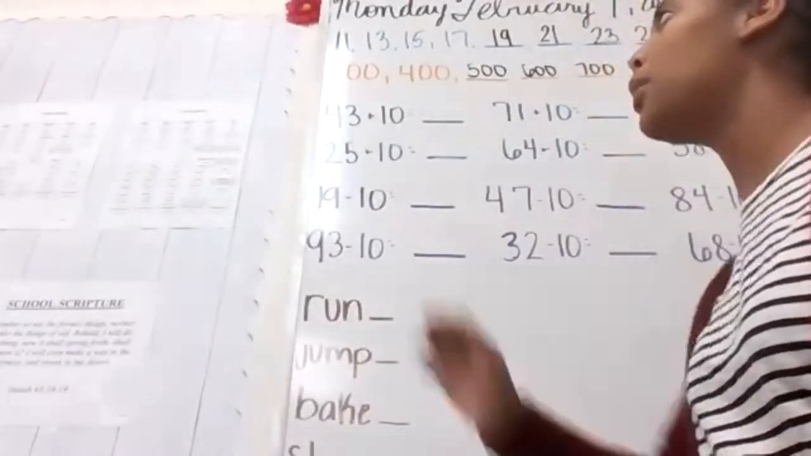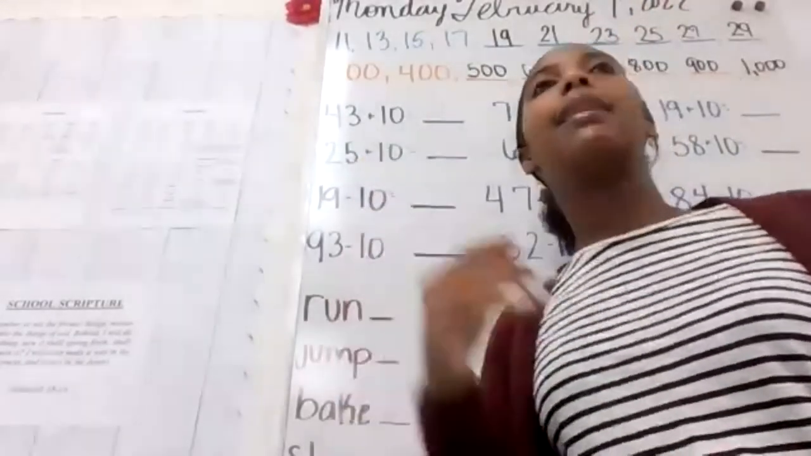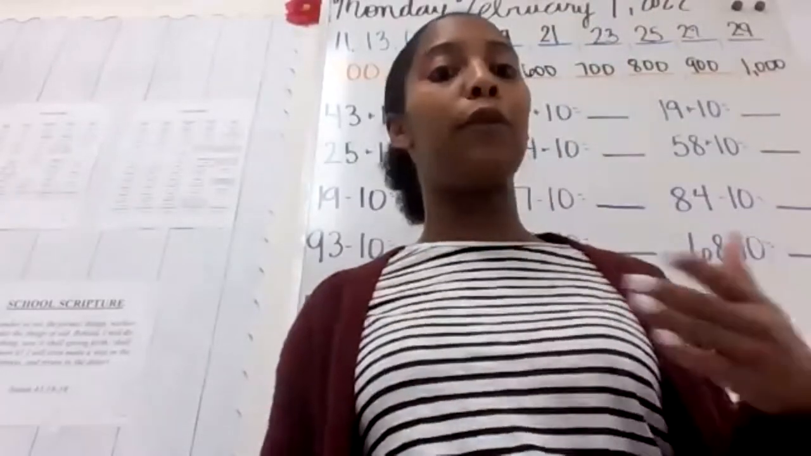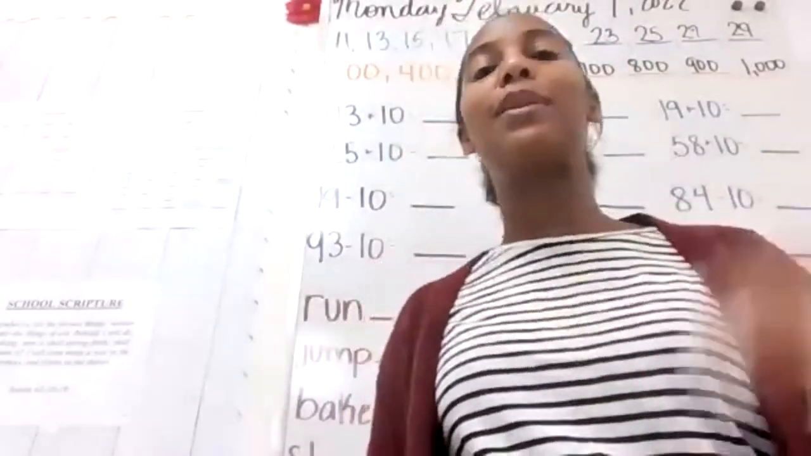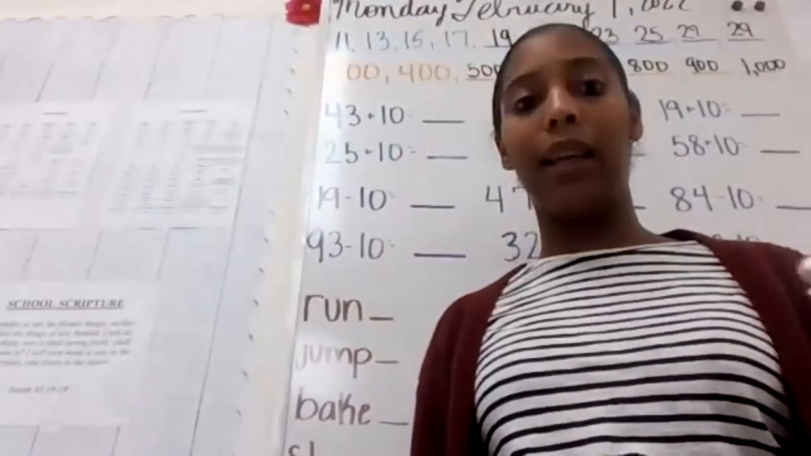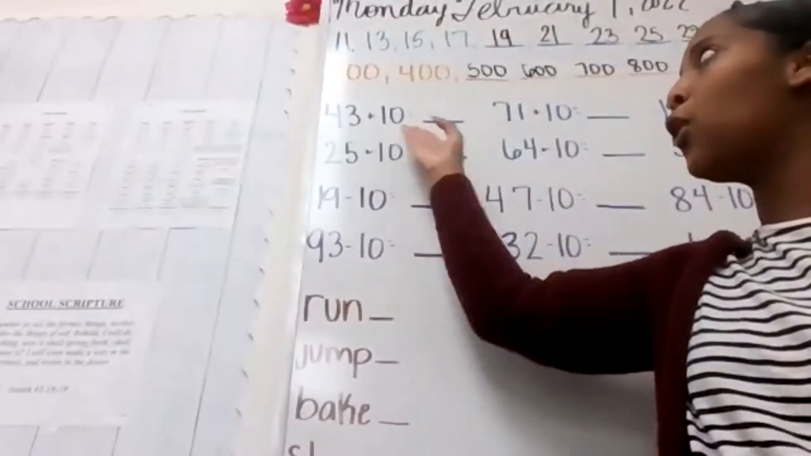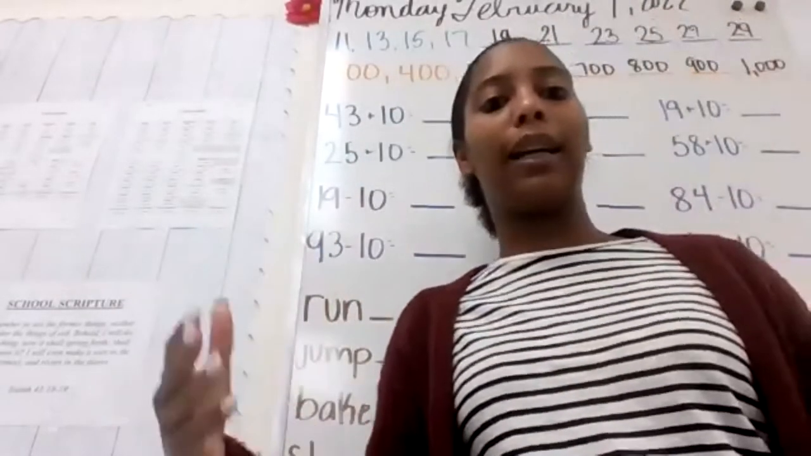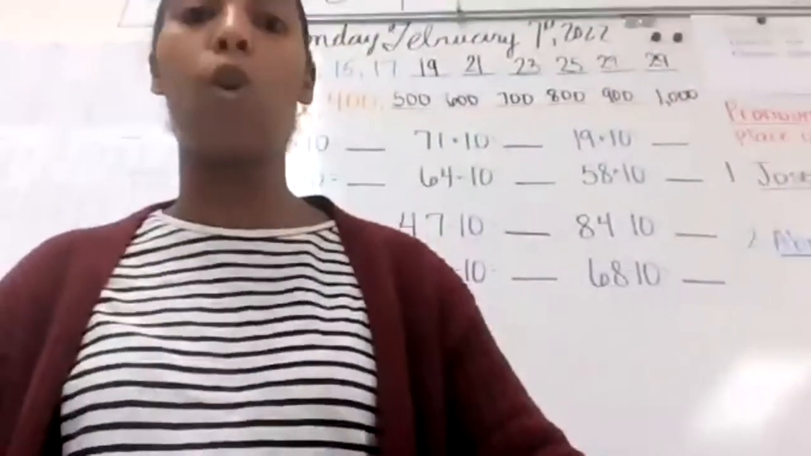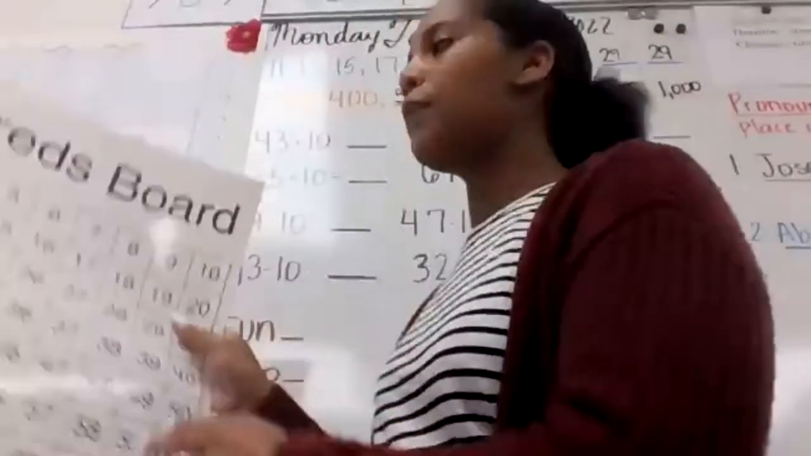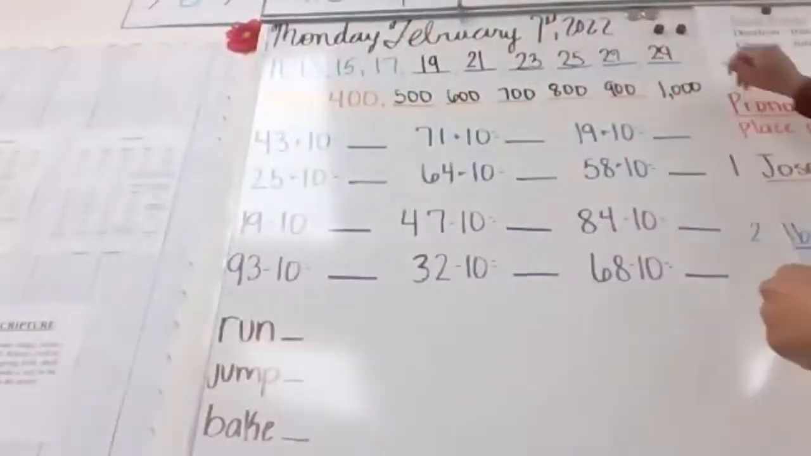So sometimes in your book, it will be written as a fact. And sometimes in your book, it'll just ask you for 10 more. But don't get confused. It's the same exact thing. It's no difference, except it's just written in an addition fact form, or it's just going to ask you, as a problem form, like, give me 10 more. So let's go ahead and give 10 more of these numbers. Let me put the chart up.